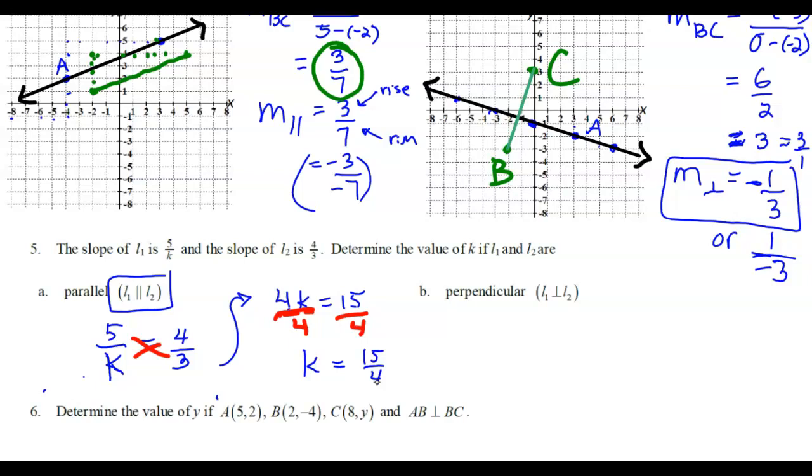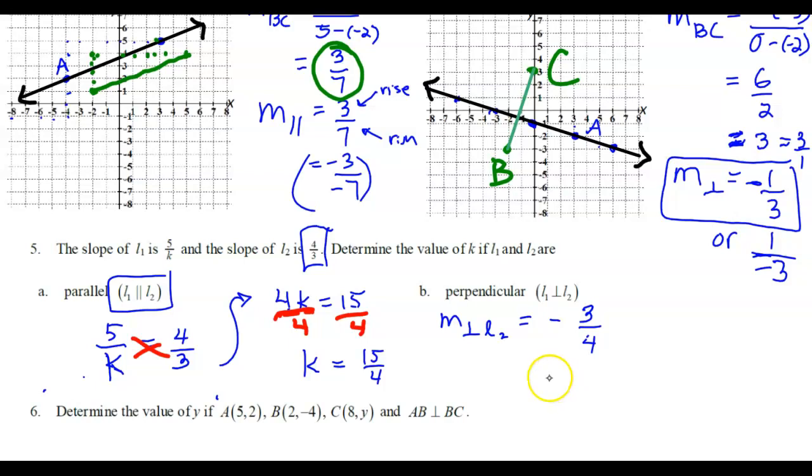Okay. Now, if they're perpendicular, are the slopes equal? No, they're negative reciprocals. So what makes it a little bit easier is to take this slope that's given and find the slope perpendicular to it. So the slope perpendicular to L2 would be negative 3/4. So that's what our new slope has to be, right? If they're perpendicular, they have to be negative reciprocals.